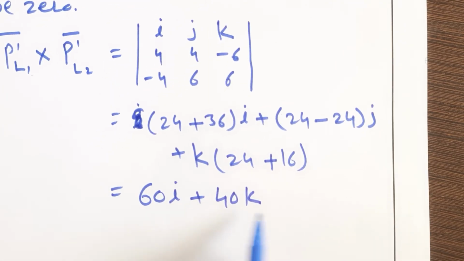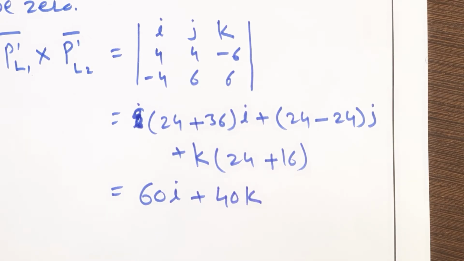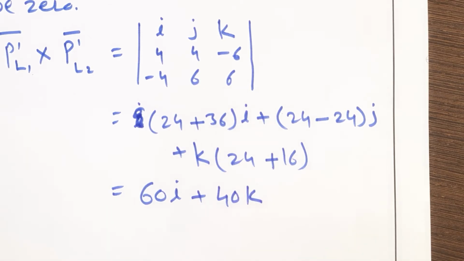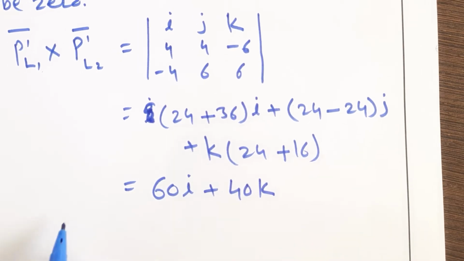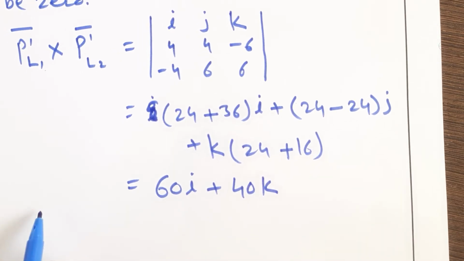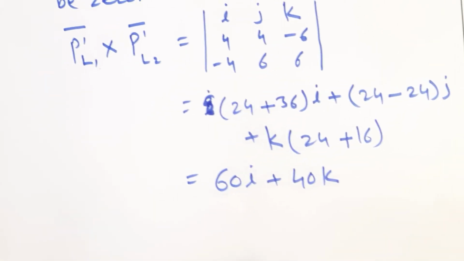So the cross product of these is not 0, which means the lines are not parallel. It should be 0. If it is not 0, you can say the lines are not parallel.